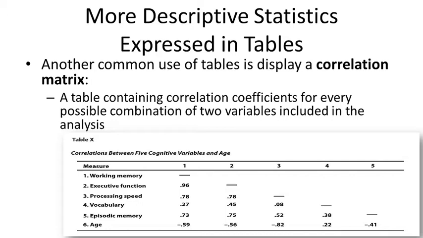But the first meaningful correlation we see is between number 2, executive function, and number 1. So we're correlating working memory with executive function, and that gets a very high correlation, as you can see. Then we have processing speed and working memory, and processing speed and executive function. Interestingly, those both get 0.78. And then we have vocabulary and working memory, vocabulary and executive function, vocabulary and processing speed, and so on. So you can see how that works. We're just presenting all these six different variables in every possible combination between two of them.